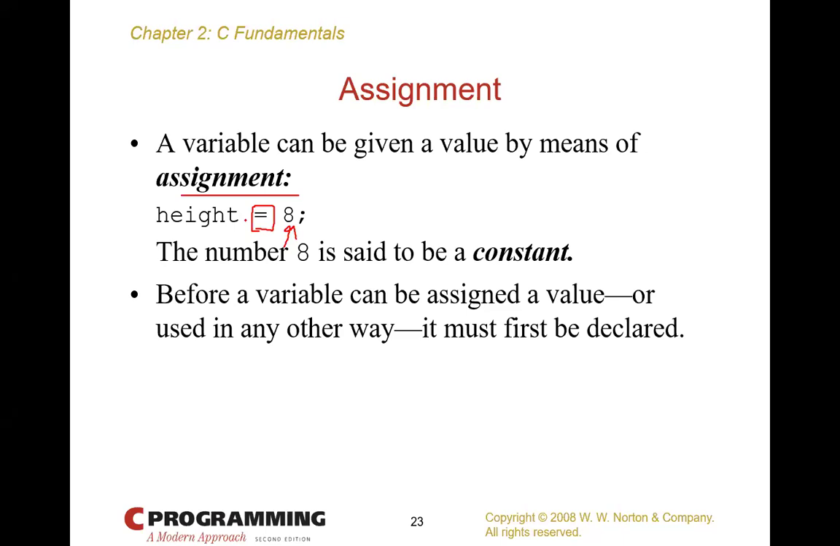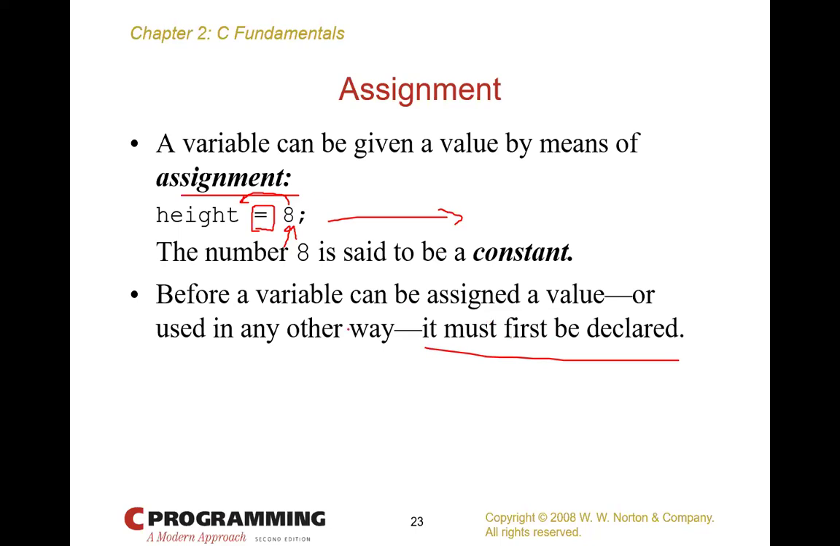Here, this is what we call the assignment operator. We use this to assign a value to the variable. So we assign 8 to the variable. After executing this line, if you check, the value of height now is 8. Before a variable can be assigned a value or used in any way, it must first be declared.